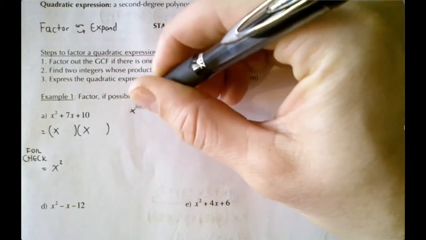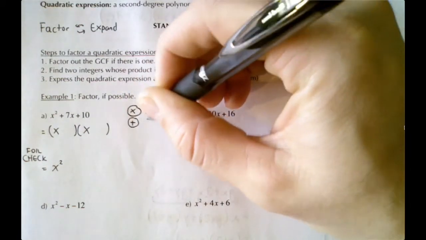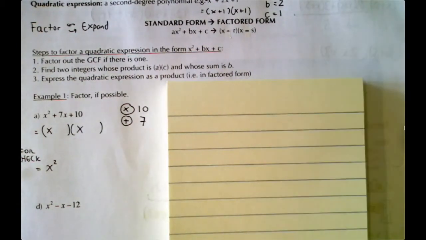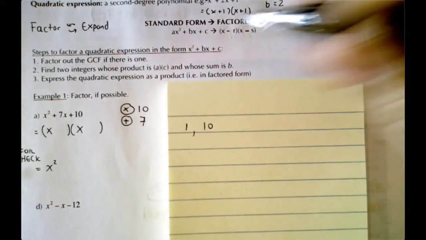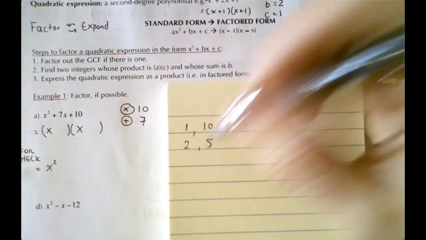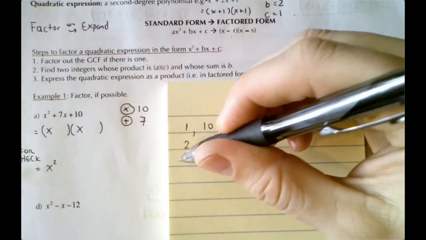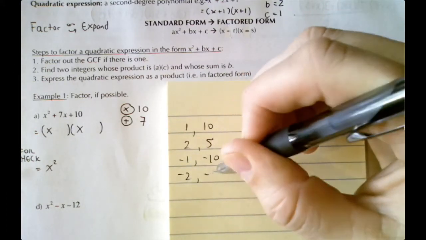Those are the numbers we're going to look for. So what multiplies to 10 and adds to 7? Well, to figure this out, we need to look for all of the pairs of numbers that multiply to 10. So 1 and 10 would work. 2 and 5 would work. And you might think that's it, but actually there's two more. -10 and -1, -2 and -5.